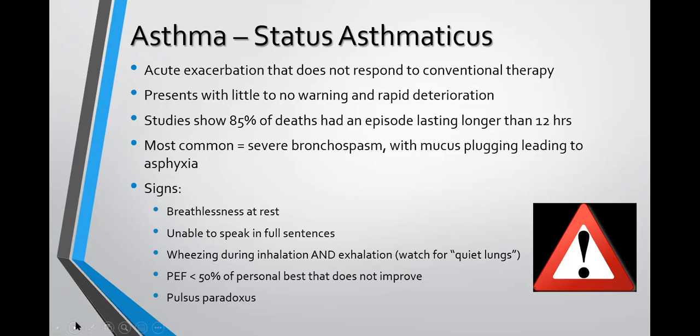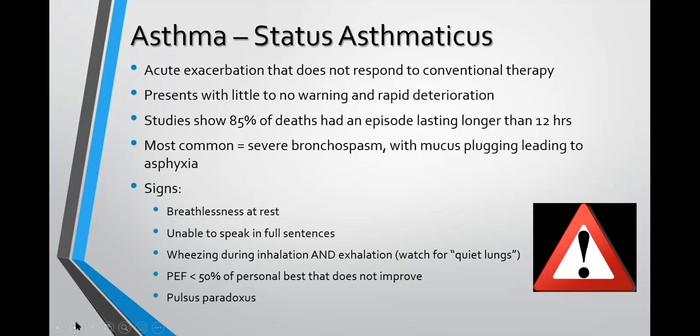And it comes like that, right? Little or no warning, and then you go down fast. Hopefully you are near somebody who can get you to the hospital. 85% of the deaths had an episode lasting longer than 12 hours. So if you have status asthmaticus and it lasts for longer than 12 hours, 85% of them people die. That's scary, right? That's scary.